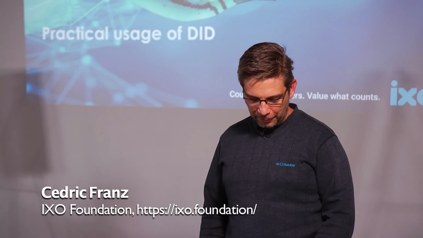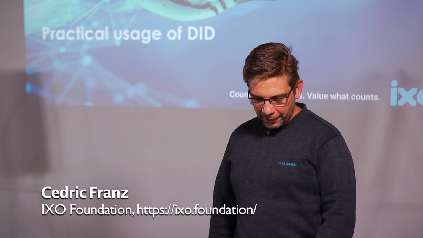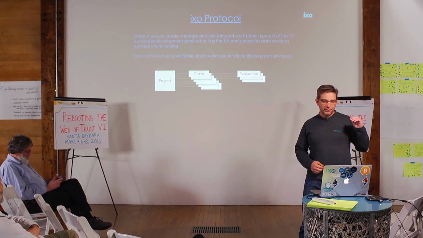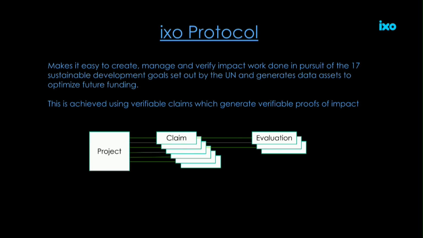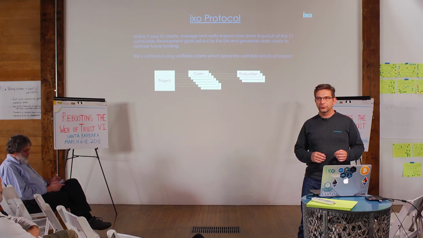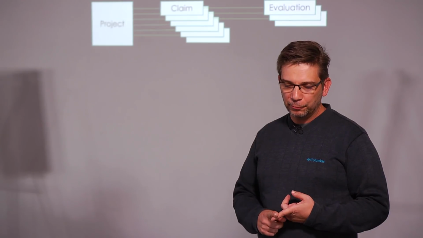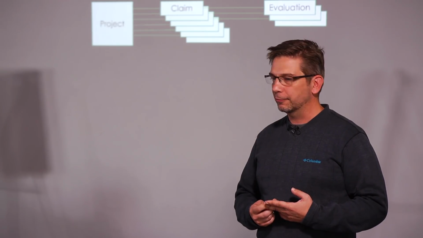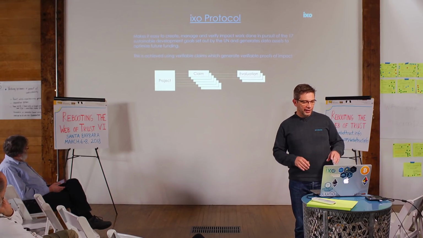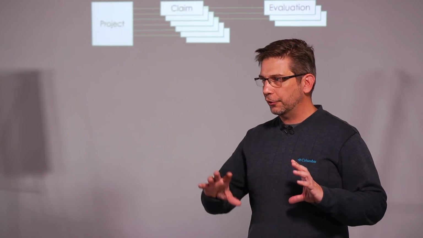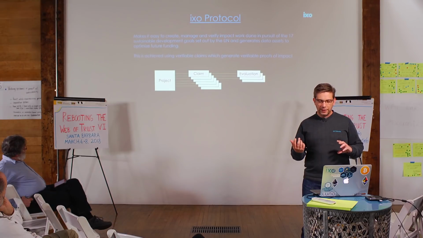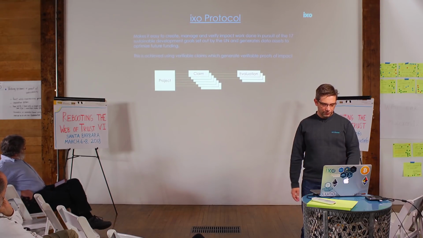Okay, I'm going to talk about a practical implementation of the DID. Just quick background, to give you an idea of what we're doing. I work for IXO Protocol. We're basically building a protocol to manage projects and the claims made against those projects for impact work. If you look at the data model, we have projects, there's a whole lot of claims made against those projects about the work being done, and evaluators evaluate those claims.